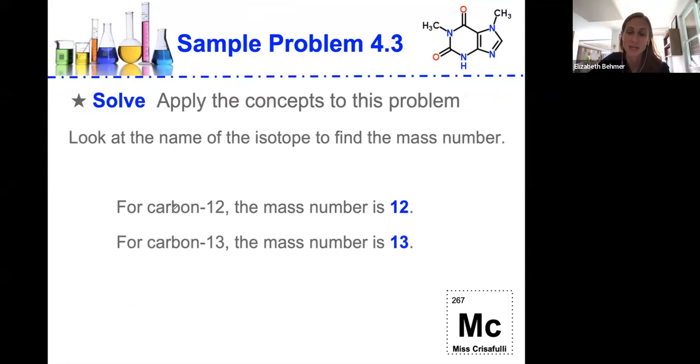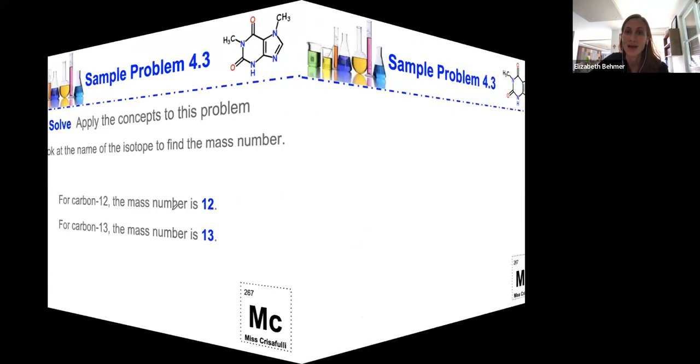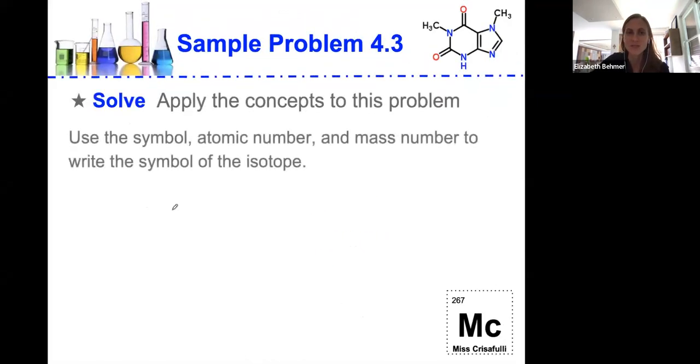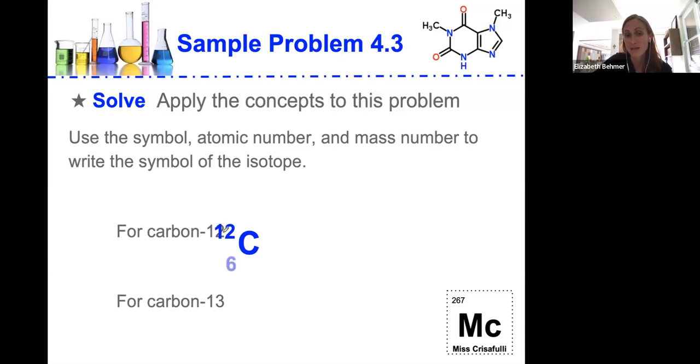So we're going to write out these atoms. Using the symbol, atomic number, and mass number, write the symbol for each isotope. So for carbon-12 and for carbon-13, they would look like this. Carbon-12, we put the mass number at the top. That's the mass number. And 6 is the atomic number. And for 13, we just put a 13 as the superscript on the top for the mass number and a 6 on the bottom because the atomic number doesn't change at all.